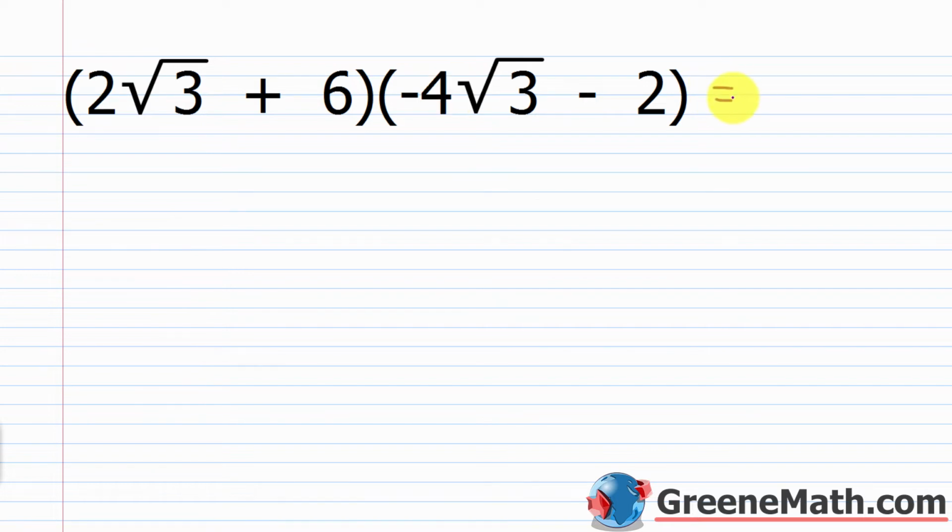So I'm going to do my first terms. So this guy times this guy. 2 times negative 4 is negative 8. Square root of 3 times square root of 3 is 3. So I'd have negative 8 times 3, which we know is negative 24. So let's go ahead and write that.